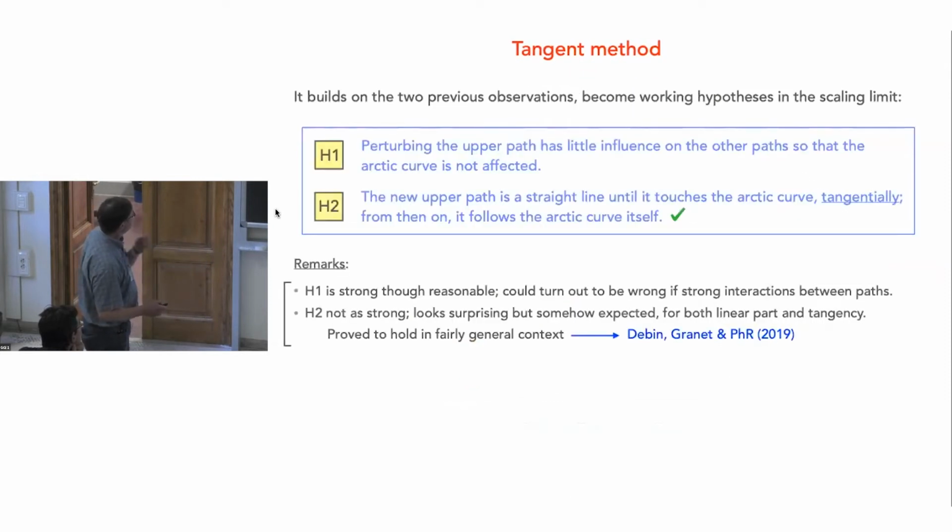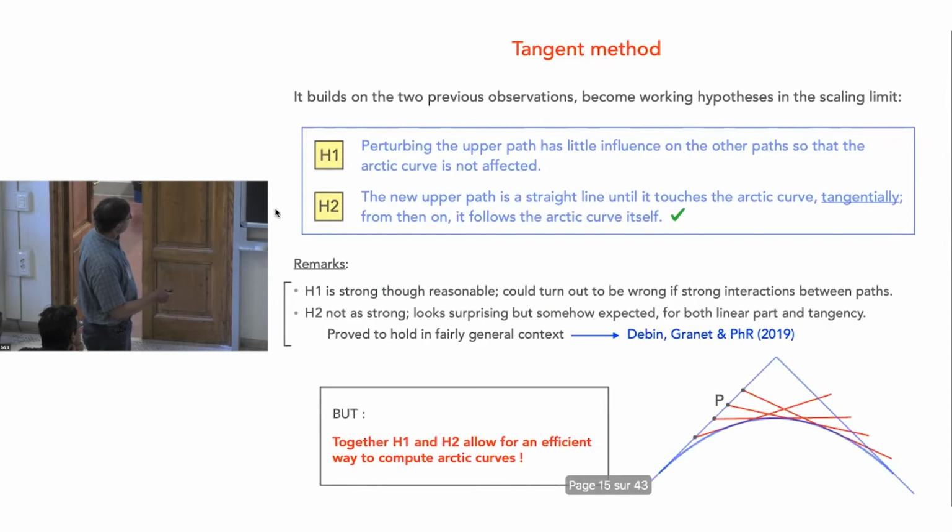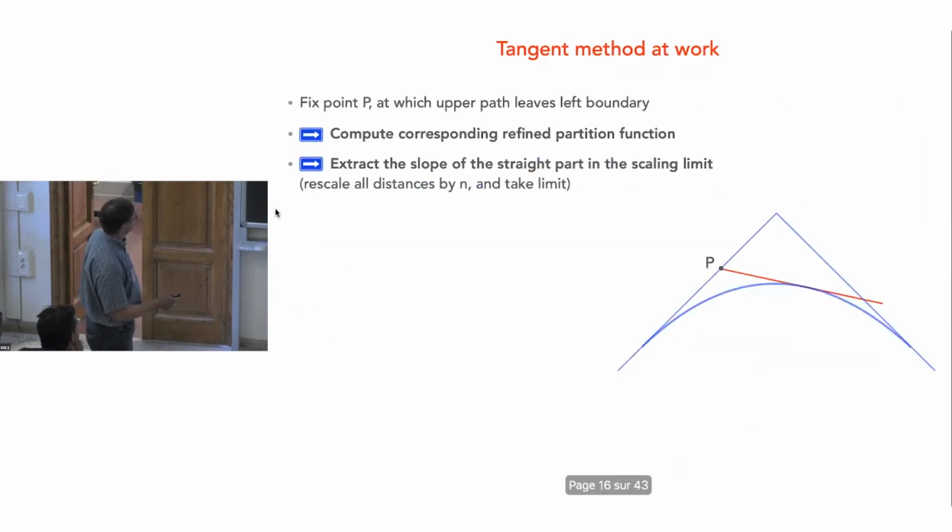Okay, so we have somehow made general arguments as to why the H2 should be all right. Now, if you take these two hypotheses together, then you actually found an efficient way to compute the Arctic curves. And here is how.